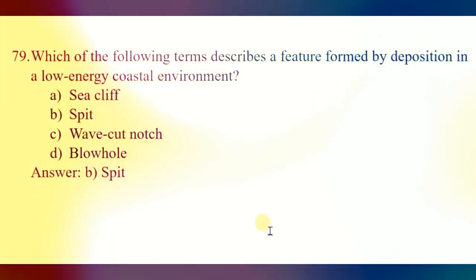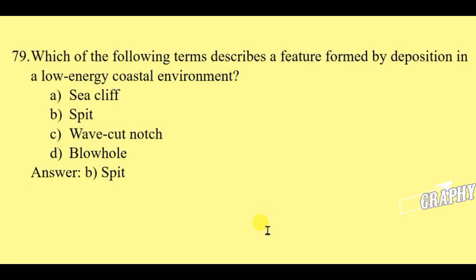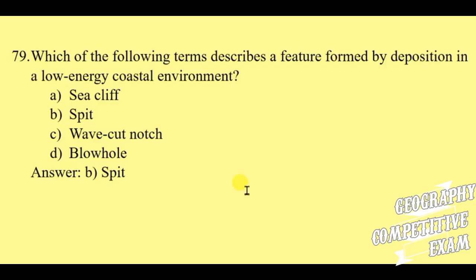Question 79. Which of the following terms describes a feature formed by deposition in a low energy coastal environment? Sea cliff, spit, wave cut notch, blowhole. Here the correct answer will be spit.